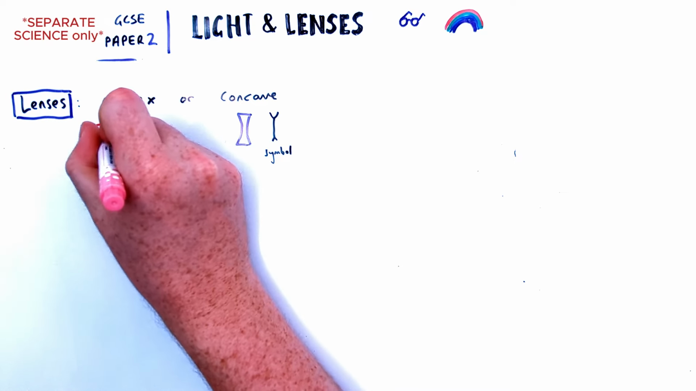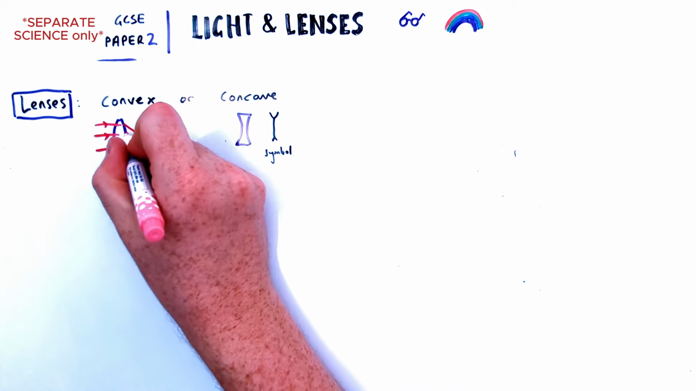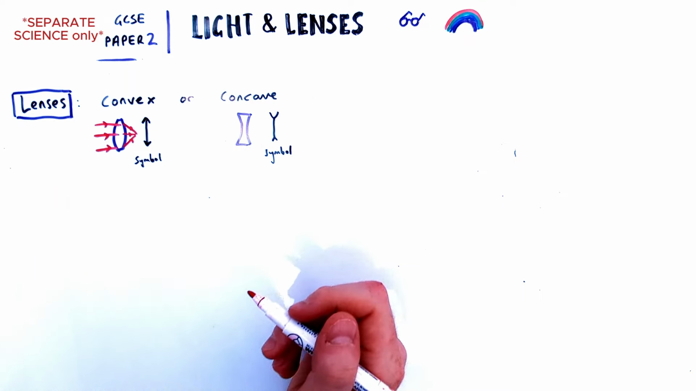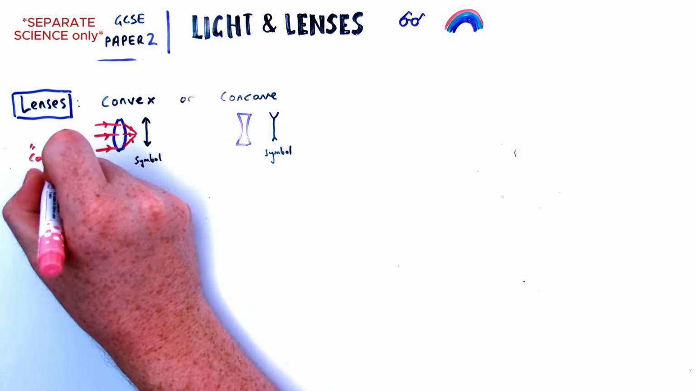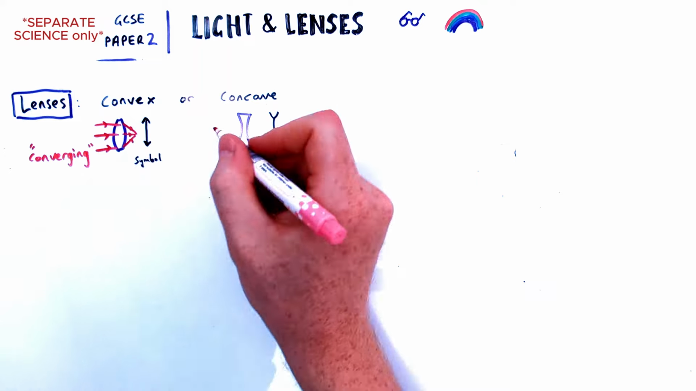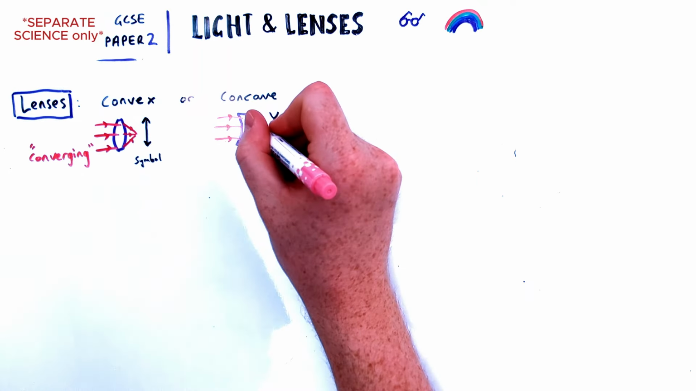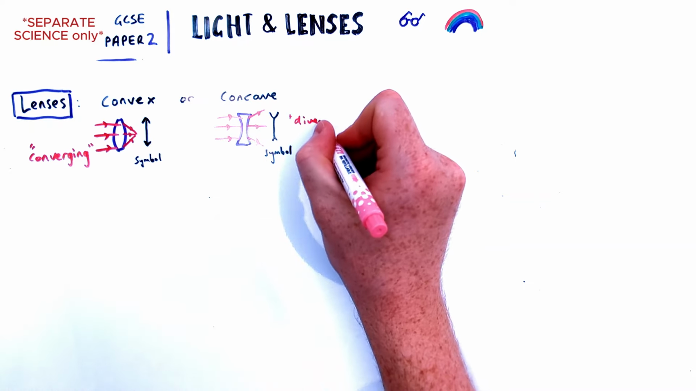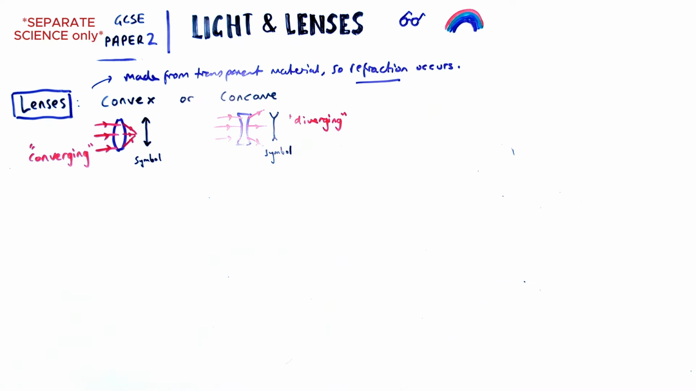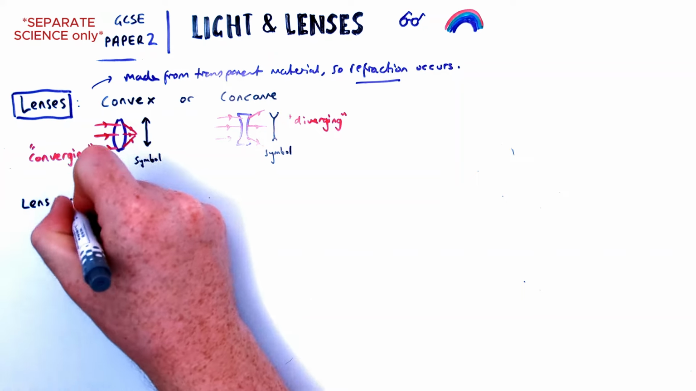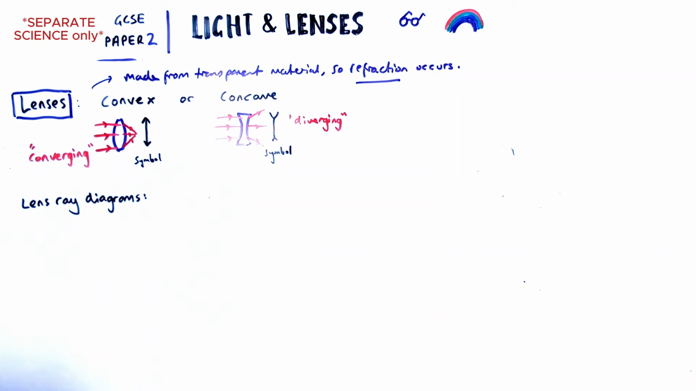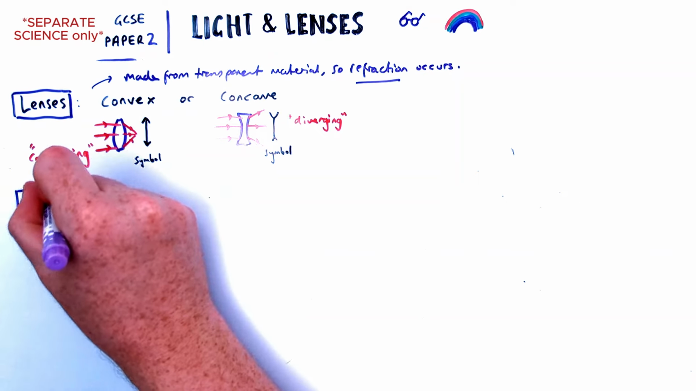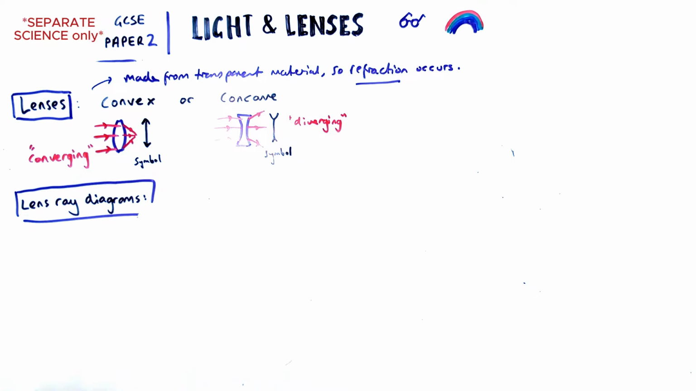As you can see, the rays of light here enter the lens parallel to each other, but they converge to a point or a focal point. Concave lenses, on the other hand, are known as diverging lenses. That's because the rays of light that enter parallel to each other will diverge, or get further apart from each other. And the symbol I've drawn here as well. We need to be able to draw lens ray diagrams to be able to figure out what images will look like once they go through some of these lenses.